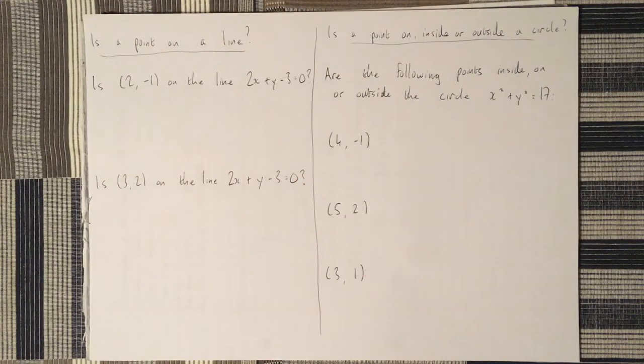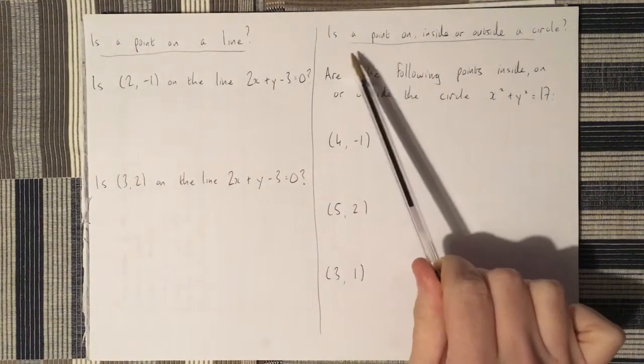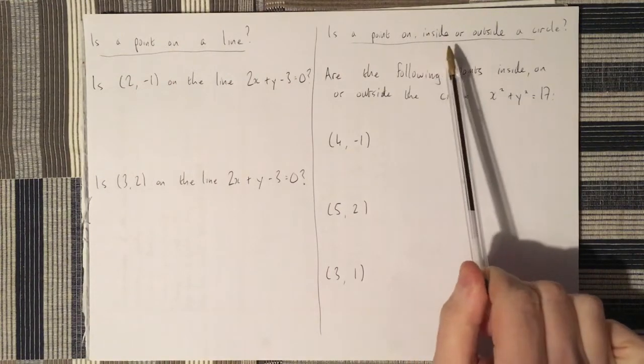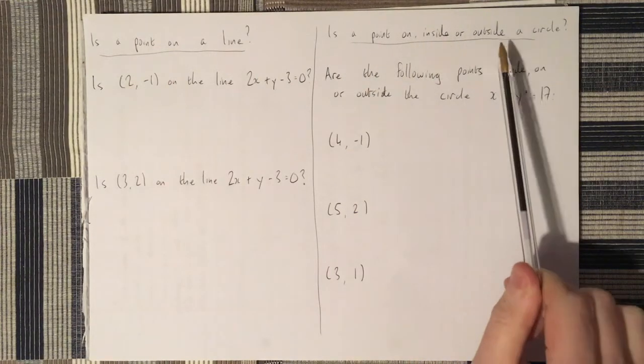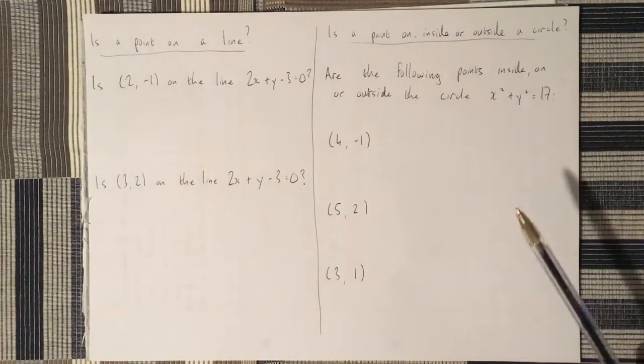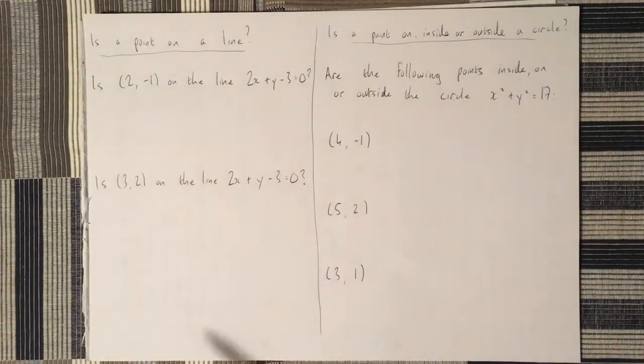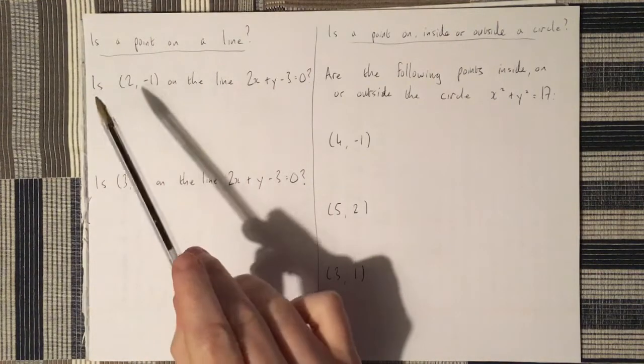All right, so what we're going to look at today is determining whether a point is on a circle, inside a circle, or outside a circle. Before I do that, I'm just going to go back to something we would have done on the line, which is very similar. All right, so we would have done questions like this.